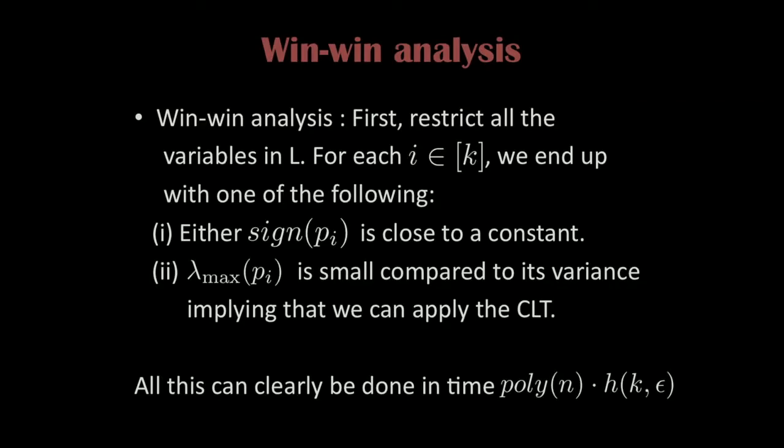Either after the restriction, the sign of pi has become close to a constant, so then just pretend it's a constant, replace it. It's trivial now. Or lambda max of pi is small compared to its variance, and you can apply the CLT. And clearly all this can be done in time poly n times some function of k and epsilon. So this was the toy case.